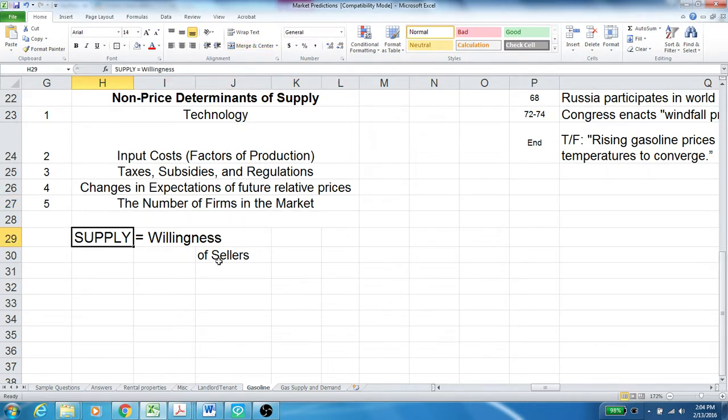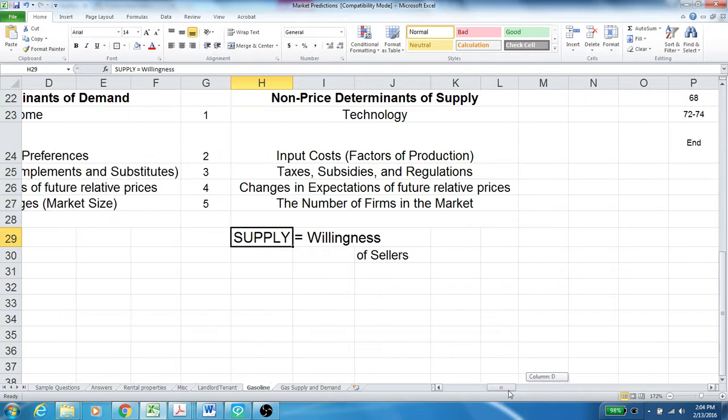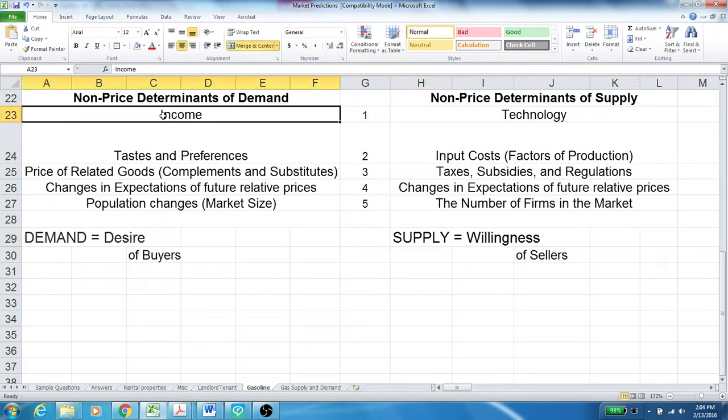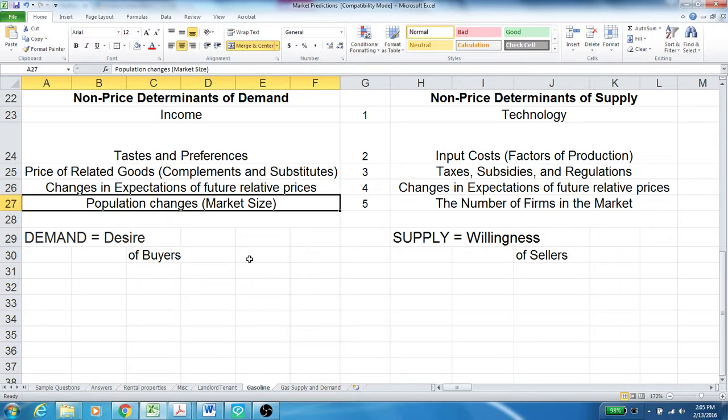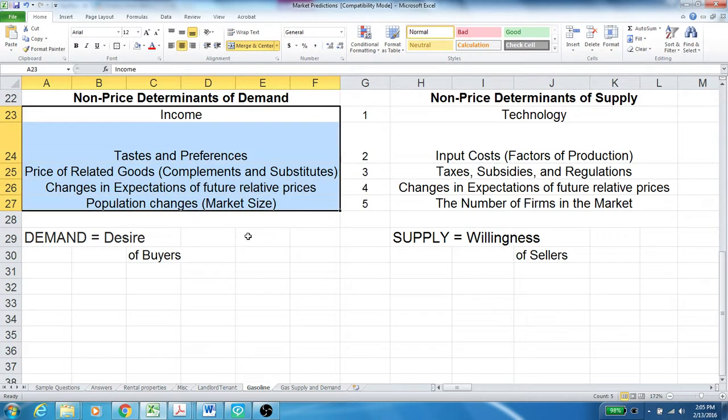Remember that supply is the willingness of the sellers. Now the non-price determinants of demand are the income of the buyers, the tastes and preferences of the buyers, the price of any complements or substitutes in the market, changes in expectations of future relative prices, and market size or population changes. Those five things are the key non-price determinants of demand. Remember that demand is the desire of buyers to buy the product in question, and any one of these five things can change demand and shift it to the left or right.